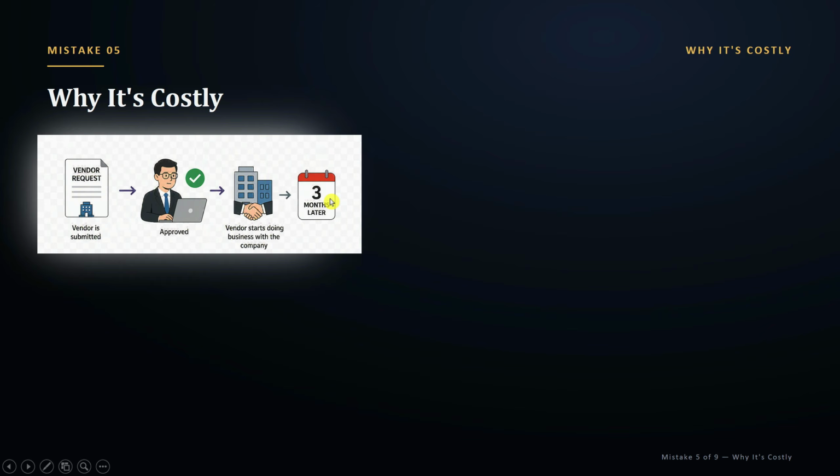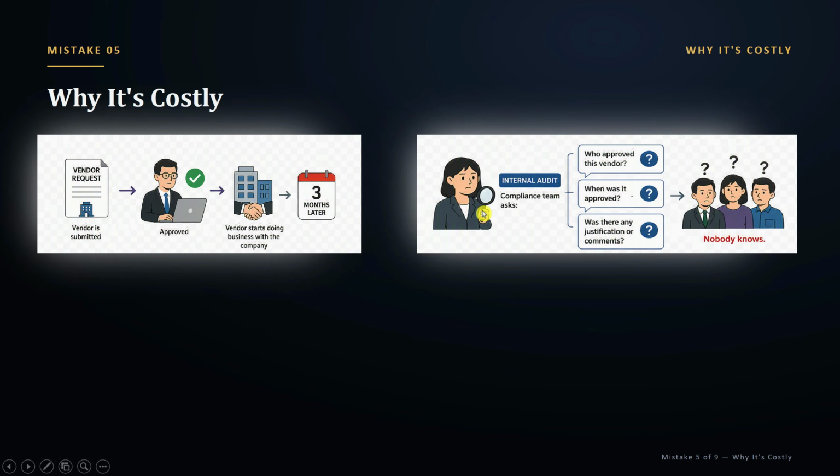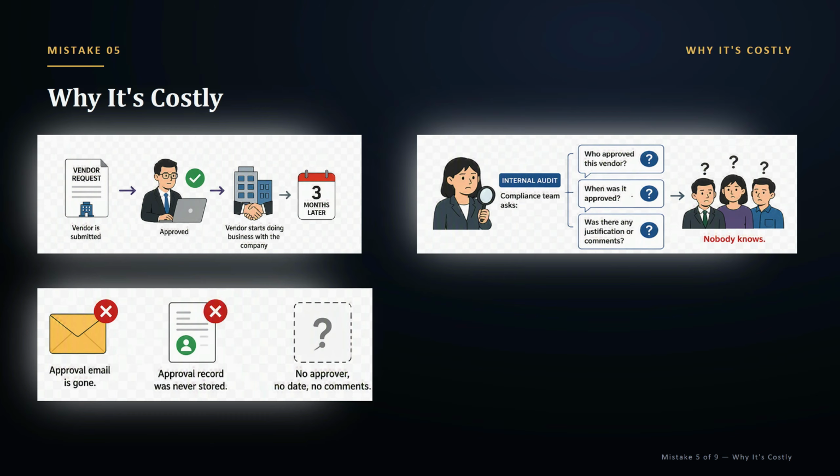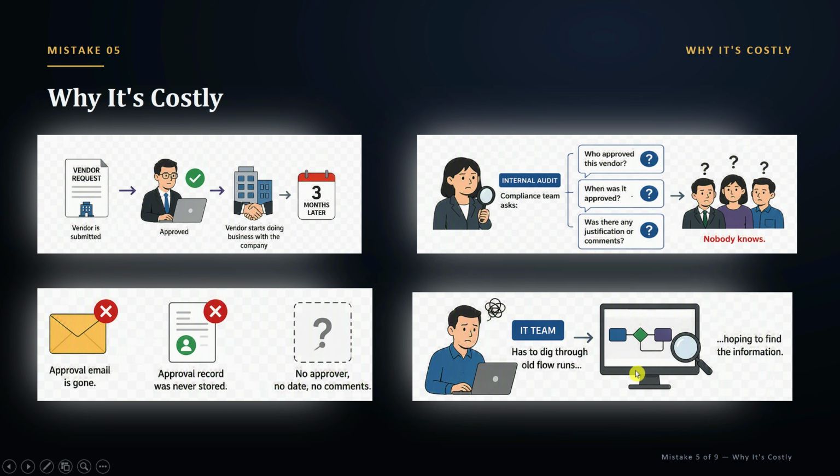3 months later, during an internal audit, the compliance team asks who approved the vendor, when was it approved, and was there any justification or any comments. Nobody knows, because the approval email is gone, the approval record was never stored. Now the IT team has to dig through old flows, hoping to find some information.